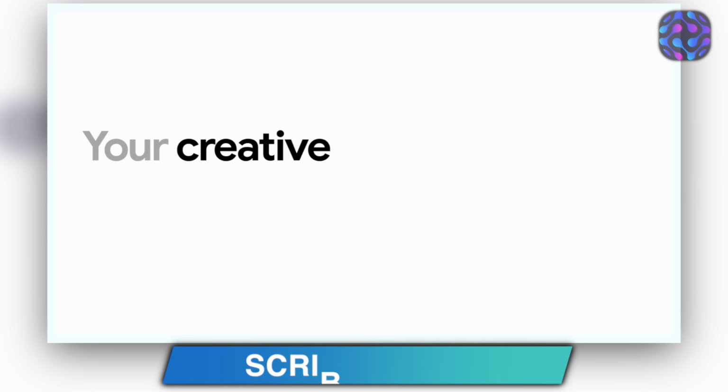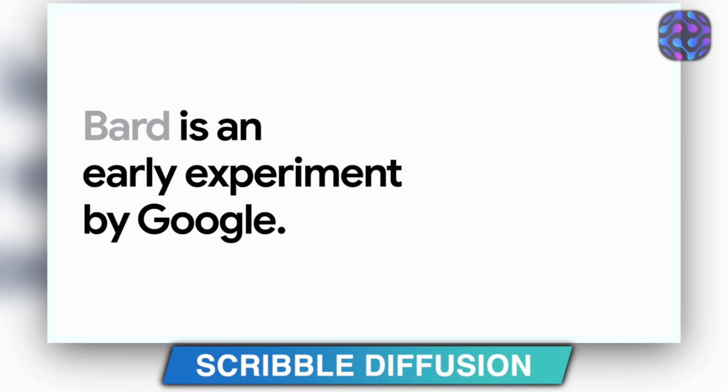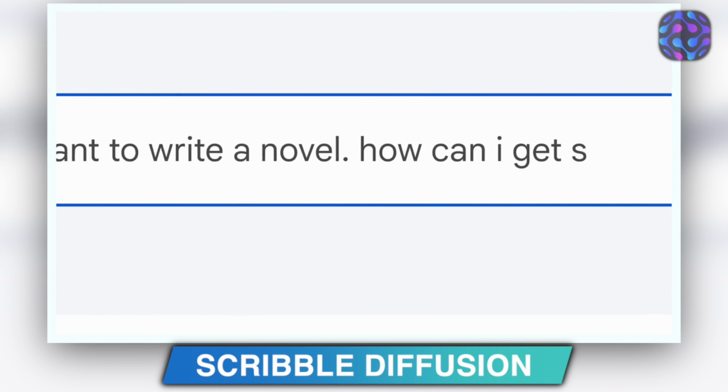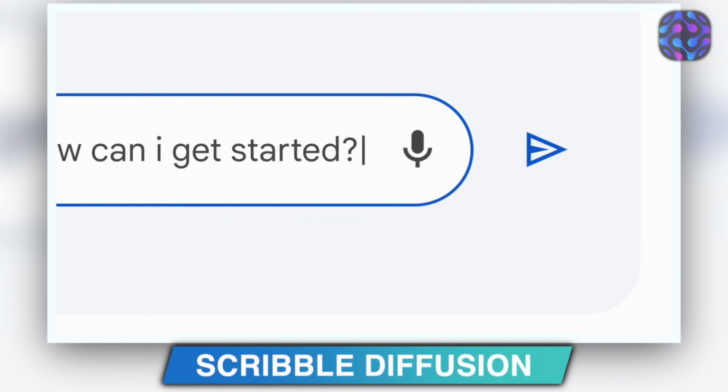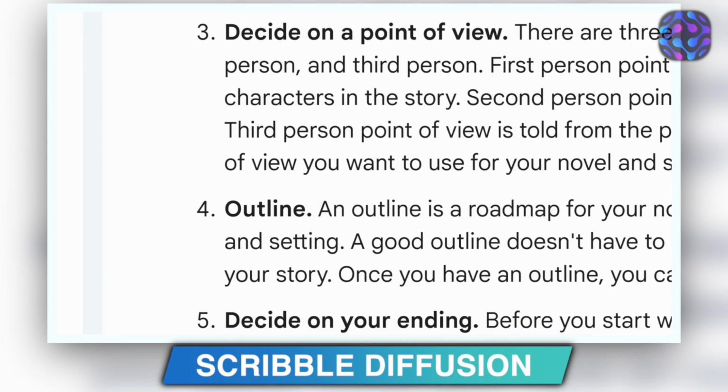Tool number 3, Google Bard. In the world of AI tools, one name that stands out is Google Bard. While ChatGPT has been making waves, Google Bard is emerging as a formidable alternative that comes packed with powerful features and capabilities. Google Bard sets itself apart by providing users with access to the internet, allowing them to tap into the latest information.